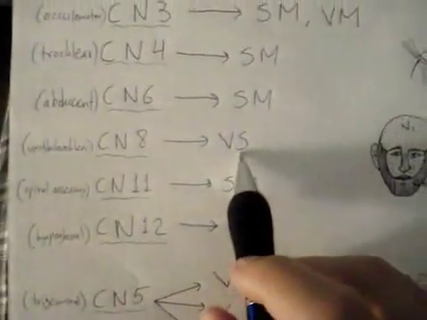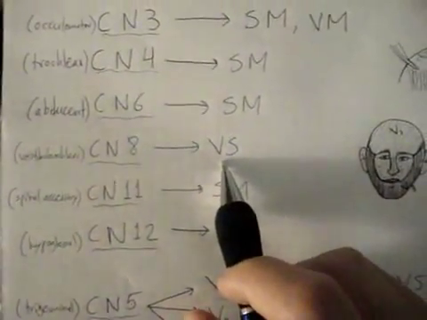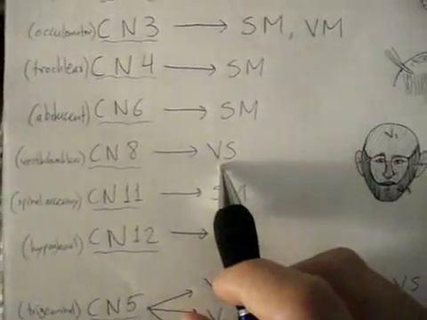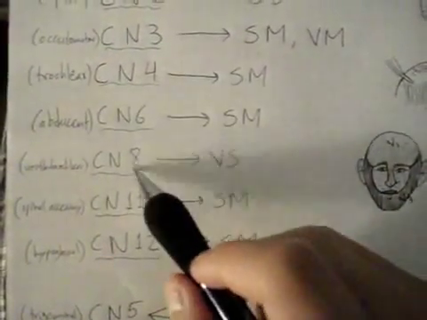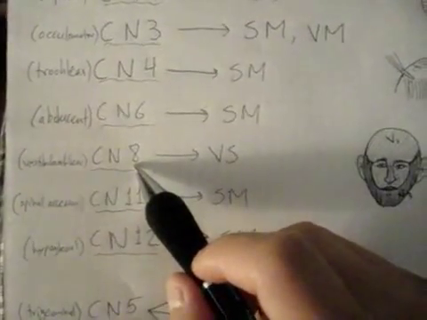Cranial nerve 8 is the vestibulocochlear nerve, and it's a visceral sensory nerve involved in the sensation of balance and hearing. So this would be innervating the inner ear, the vestibulocochlear apparatus within the inner ear.